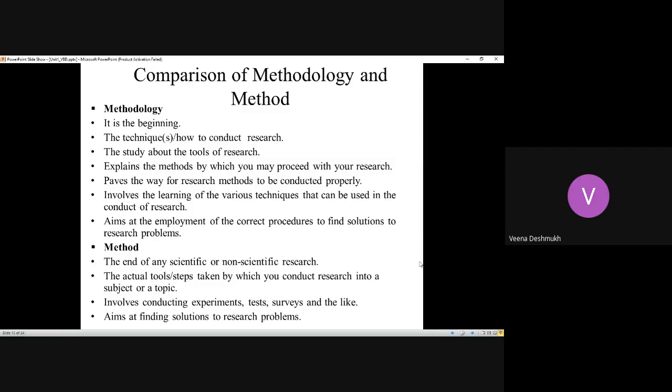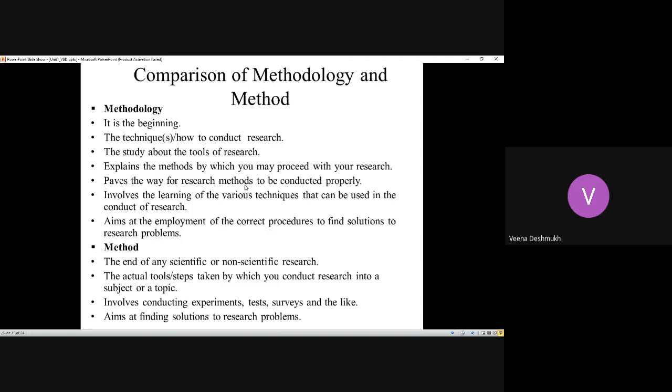The next point is that it paves the way for research methods to be conducted properly. So this point is related to the methods. Till this point, we went about how to conduct the research. So here one point is related to method. So among the methodology, method is also a part.